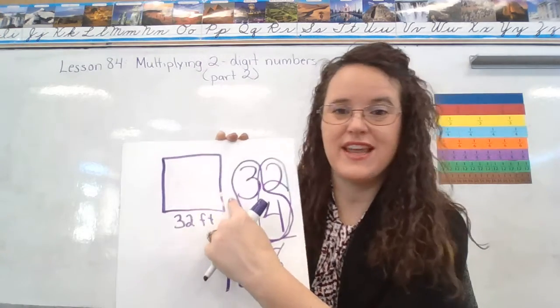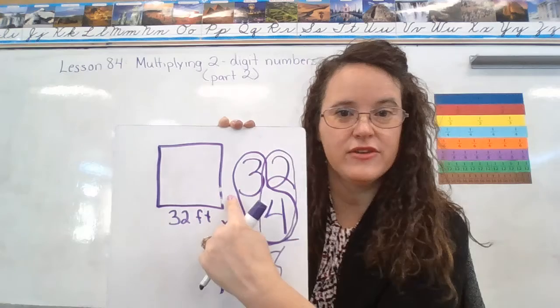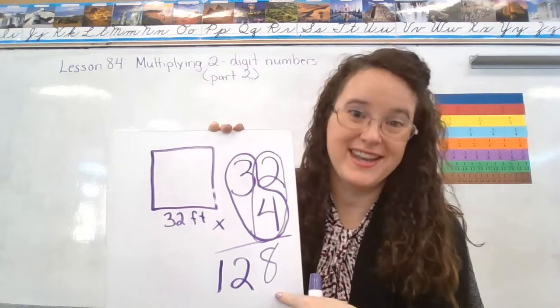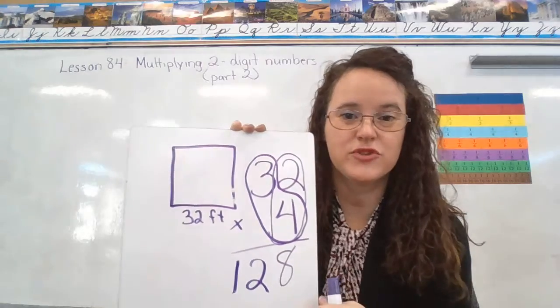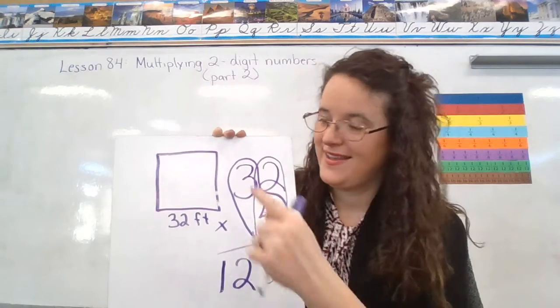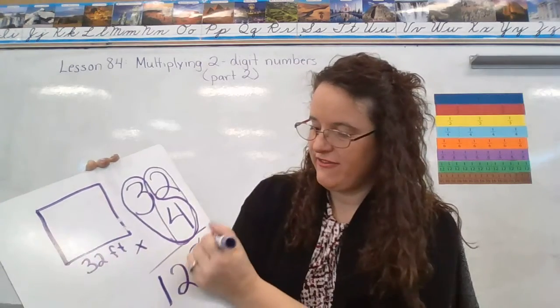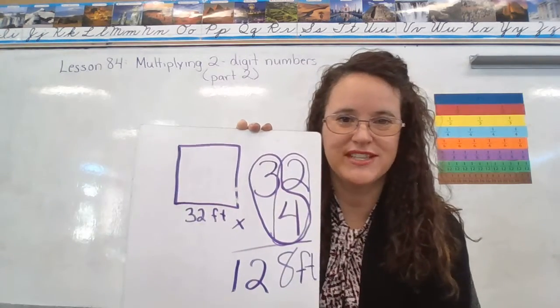I can see there's nothing left for me to multiply here, so I just write my whole answer, my 1 and my 2, and I already had the 8. So 128 feet would be the answer to this problem.